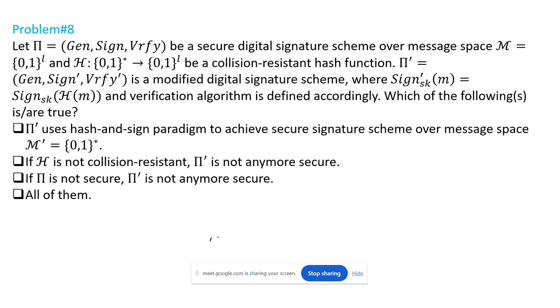So which of the following is or are true? Pi dash uses hash and sign paradigm to achieve a secure signature scheme over message space M dash, which is any length binary message. If H is not collision resistant, pi dash is not anymore secure. If pi is secure, pi dash is okay. If pi is not secure, pi dash is not anymore secure. So you can answer.